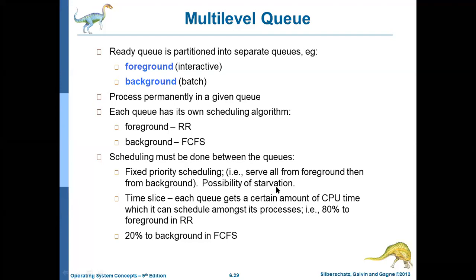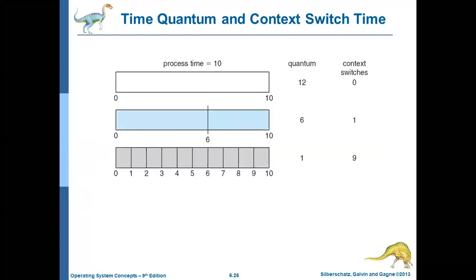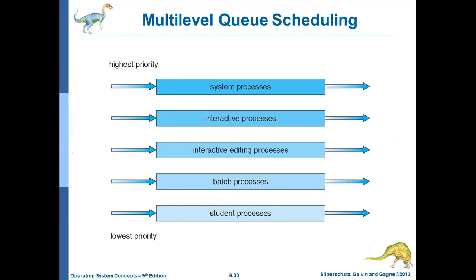Then time slice: each queue gets a certain amount of CPU time which it can schedule among its processes. That is 80% for the foreground in round robin and 20% for the background in FCFS. Background processes are executed by the FCFS scheduling algorithm, following the first come first serve scheduling policy.